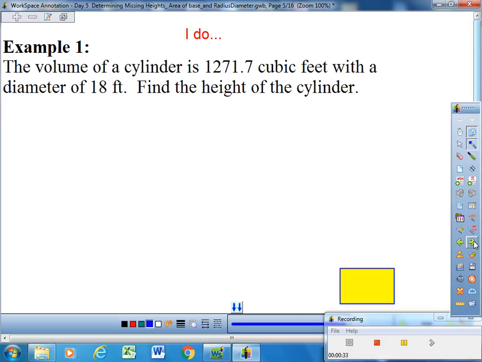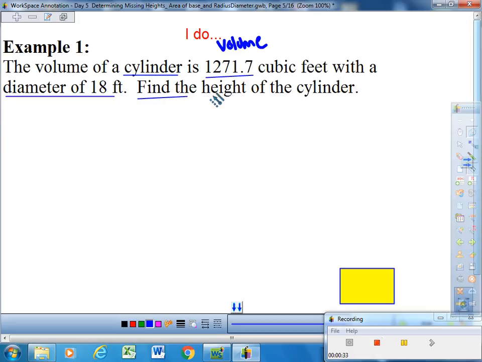So the first example, the volume of a cylinder is 1,271.7 cubic feet with a diameter of 18 feet. Find the height of the cylinder. So I want you to write down cylinder. Volume is 1,271.7, and then I want you to put diameter 18, find the height. So all that should be written down in your notes.